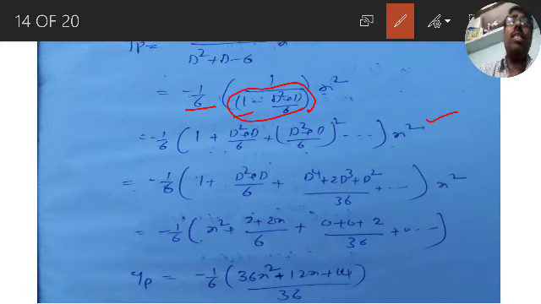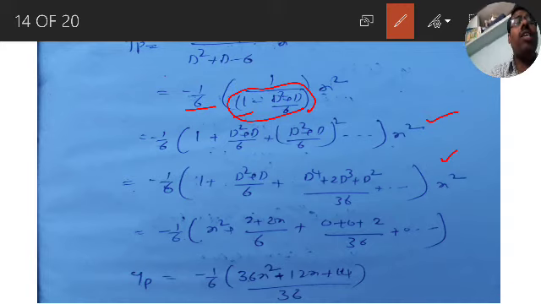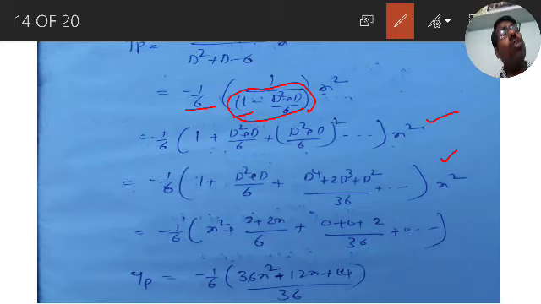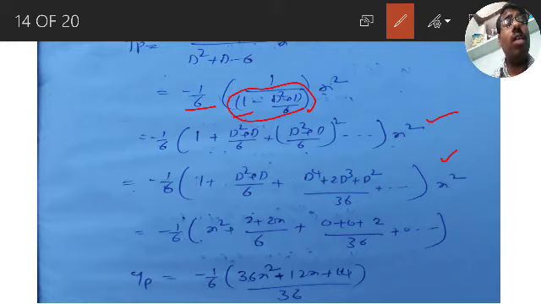Minus 1 by 6 into 1 plus (d square plus d by 6) plus (d square plus d by 6) all square plus (d square plus d by 6) all cube plus (d square plus d by 6) all power of 4 and so on. It goes on. Are you getting? Now for the simplification: minus 1 by 6 into 1 plus (d square plus d by 6) plus, for (d square plus d by 6) all square, a plus b all square is a square plus 2ab plus b square, that is d power of 4 plus 2d cube plus d square, by 36.